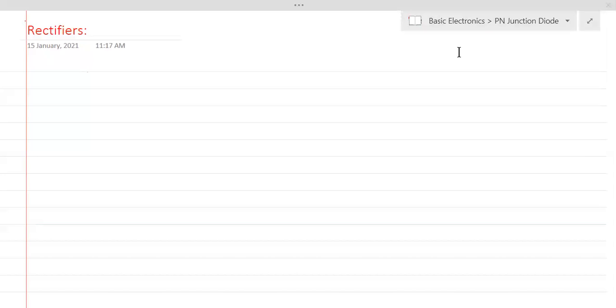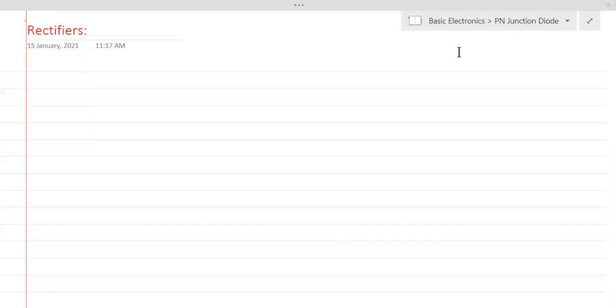Yeah, what we are seeing today is rectifiers. Okay, the rectifiers use the diodes that we have learned so far. We have learned the PN junction diode. We have also seen the equivalent circuit of the PN junction diode. And in the last class, we have seen the Zener diode and we have solved problems also on Zener diode.